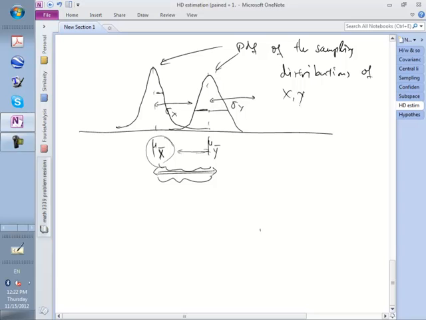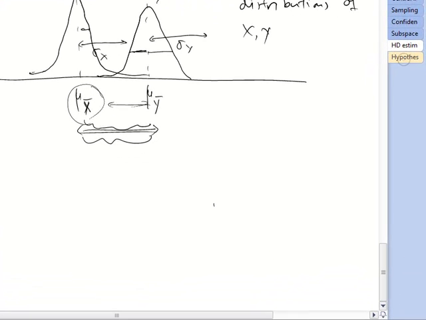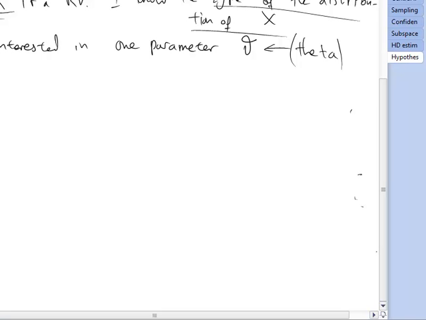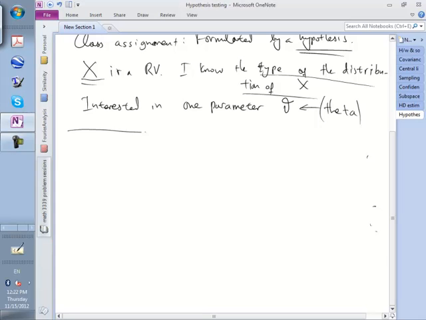Okay? Right in the middle. That would be a nice threshold. So let's go back to the hypothesis testing. That happens with probability 0, because you have continuous random variables. So there is nothing exact in that. Okay? So what is the problem of hypothesis testing?